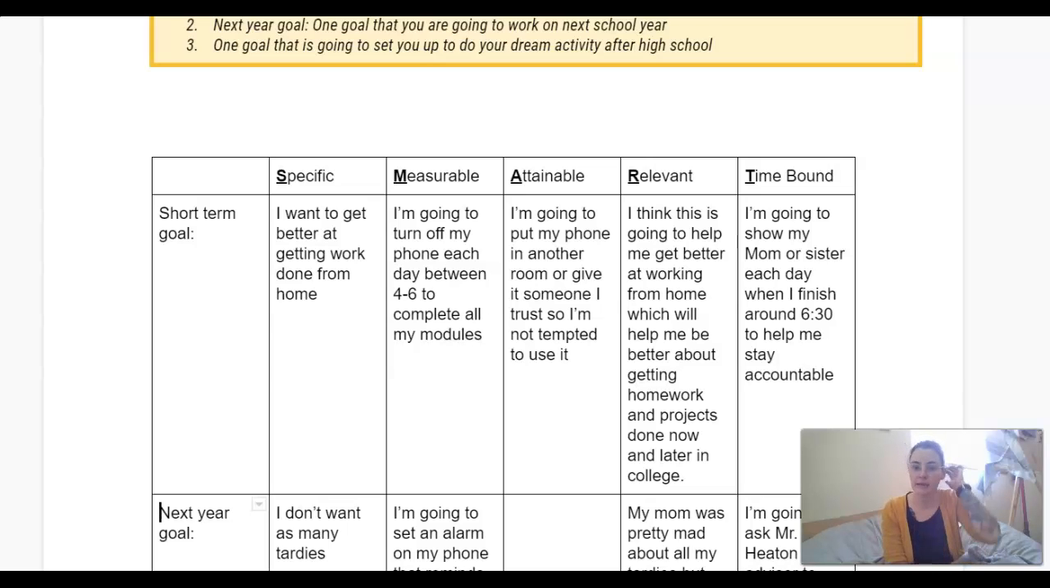Okay. And then time bound. So have some sort of deadline that you are meeting each day. Okay. So I'm going to show my mom or my sister each day when I finish around 6:30 to help me stay accountable. Because when I'm just accountable to myself, I'm like, I could do it later. I have time.